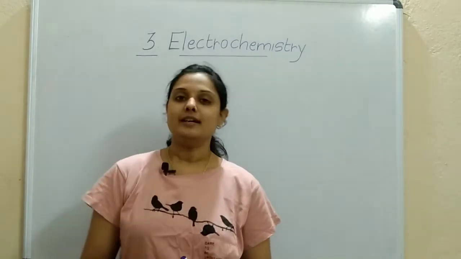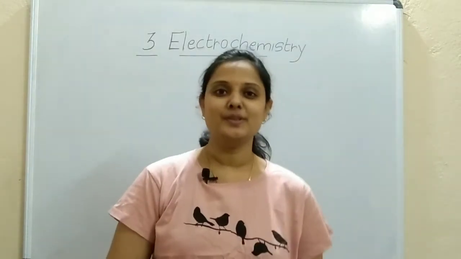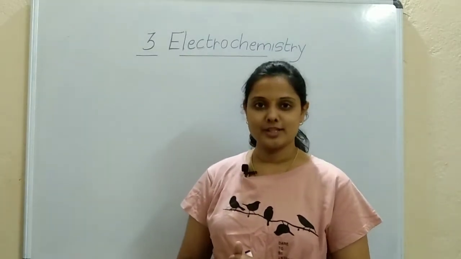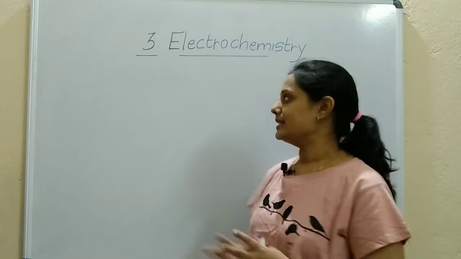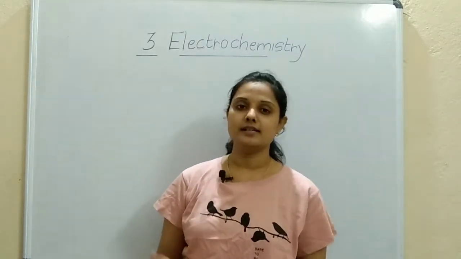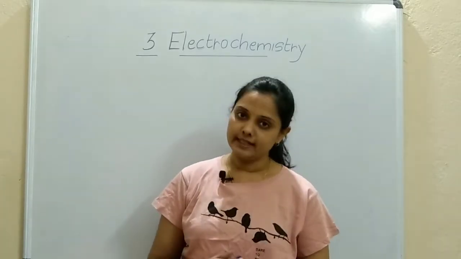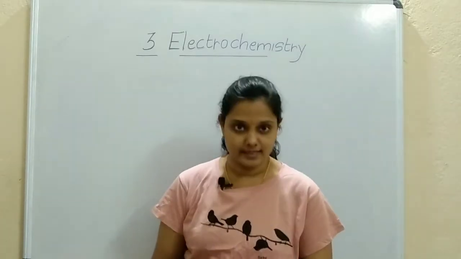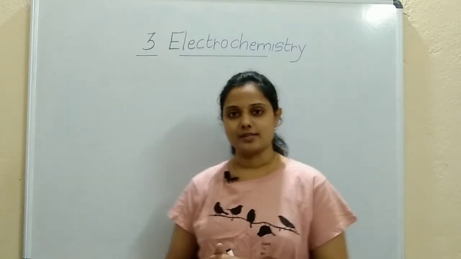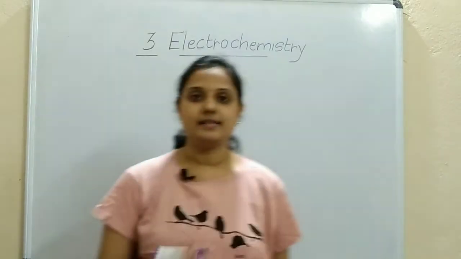Tutorials for chemistry. We'll start with the new chapter here, that is Unit 3, Electrochemistry of Volume 1. So in this chapter we'll study about the redox reactions which occur in galvanic cells, electrolytic cells and the conductance. And the conductivity is due to the flow of electrons. So let's begin. So what is oxidation?